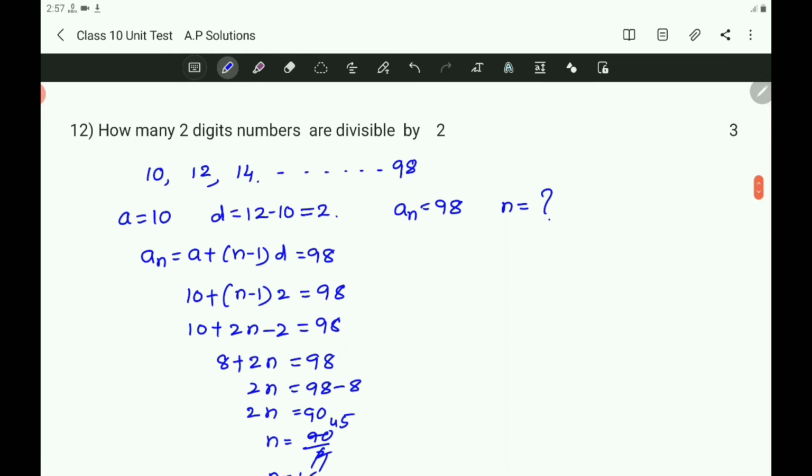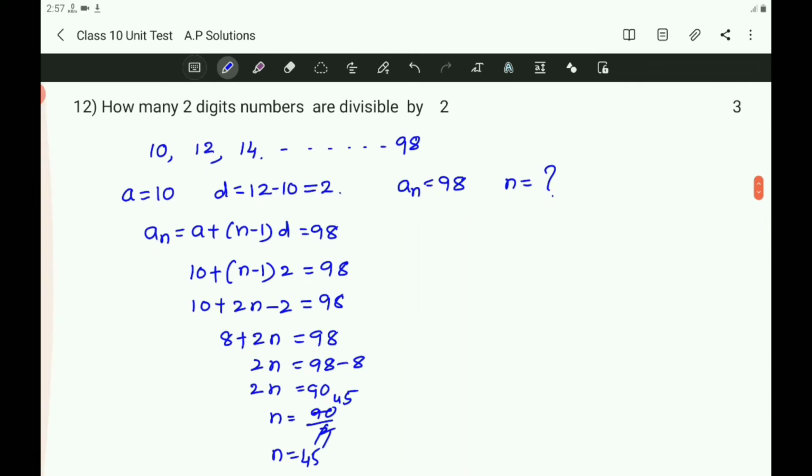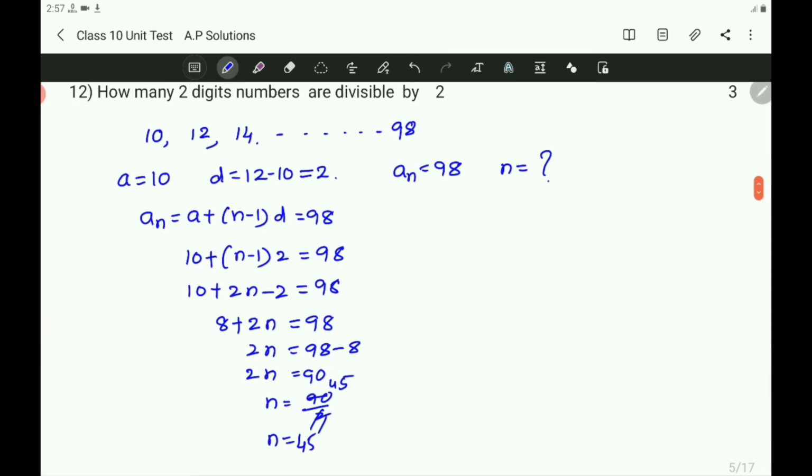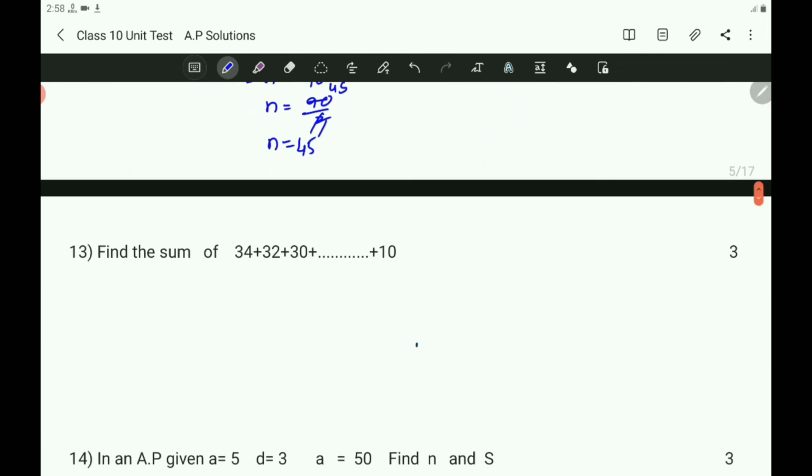So what is the answer here? How many 2-digit numbers are divisible by 2? So write, 45 2-digit numbers are divisible by 2. Then you take the next question.